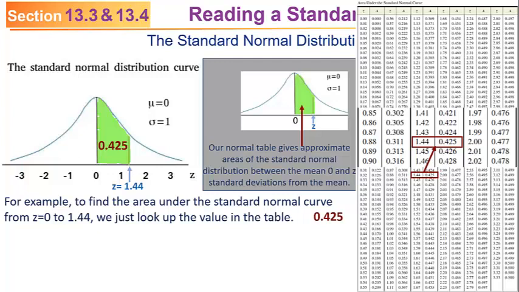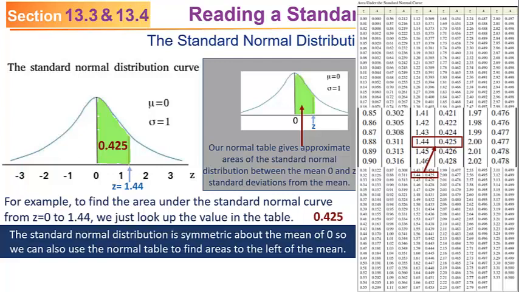Simple. Very simple when the left boundary of the area starts at 0 and the z-value is to the right, in other words, positive. That's the simplest possible case. But we can also deal with it if z is negative by using the symmetry of the graph.